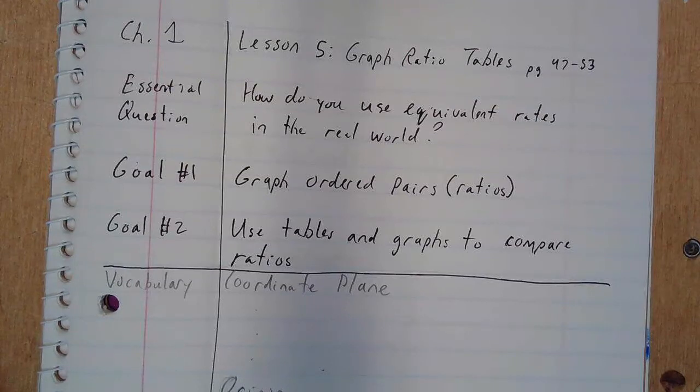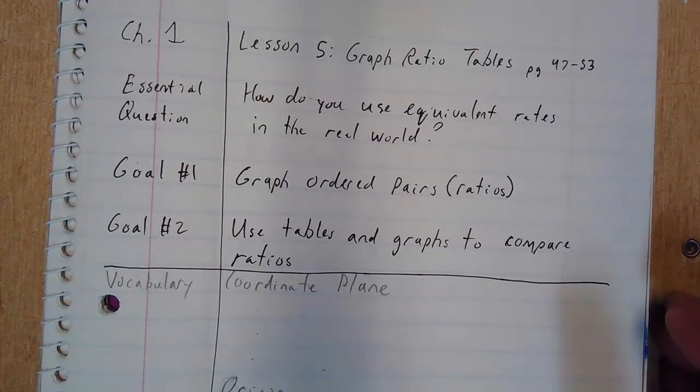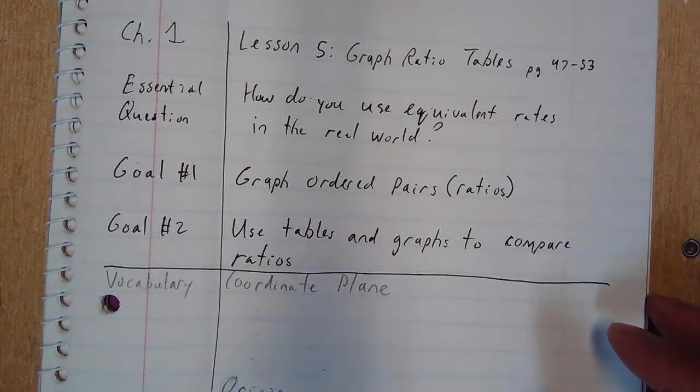Hey guys, so we're going to start lesson 5. This is all about graphing ratio tables. This starts on page 47 and goes all the way to page 53. The essential question again for chapter 1 is how do you use equivalent rates in the real world?